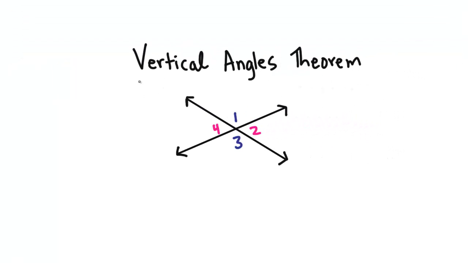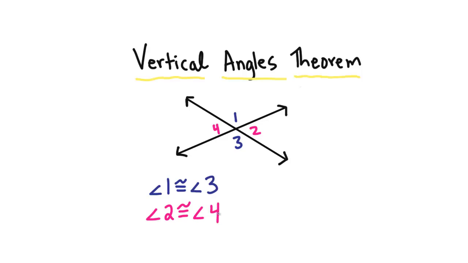Hi everyone. We'll start off this lesson with the vertical angles theorem. If you look at this diagram, 1 and 3 are vertical angles and 2 and 4 are vertical angles. So according to the vertical angles theorem, angle 1 is congruent to angle 3, and angle 2 is congruent to angle 4. And that's because of the vertical angles theorem.